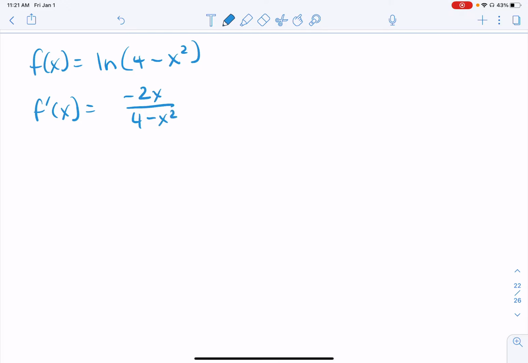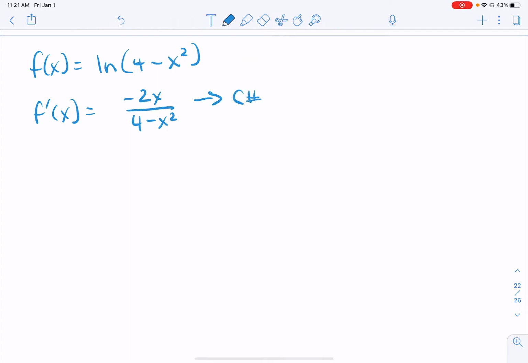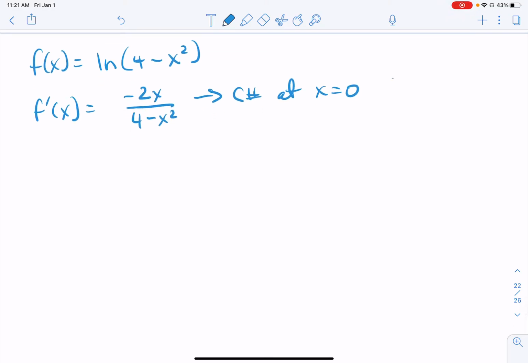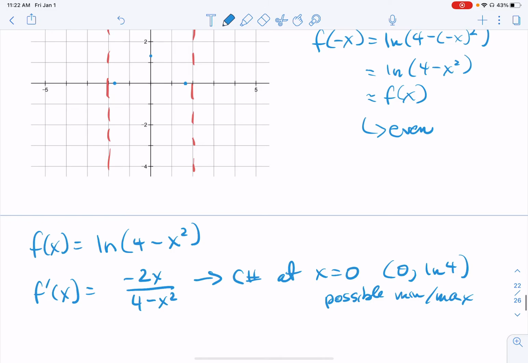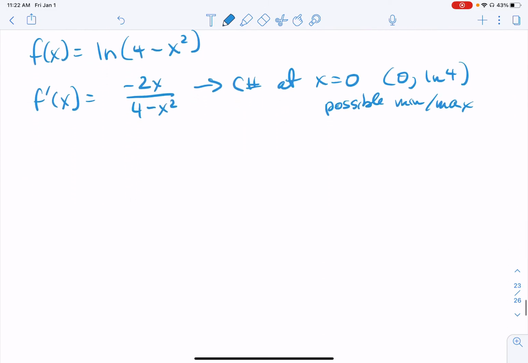Okay, and then we have critical numbers at where? Let's see. Critical number where the top's equal to 0. That's just going to be 0. And x is equal to 0. And as far as that goes, we found that point before, right? This is 0 comma natural log of 4. And what could possibly happen here? Possible min, max. I wonder which one it is. Here, let's look at the graph. No clue. No idea whatsoever. All right.